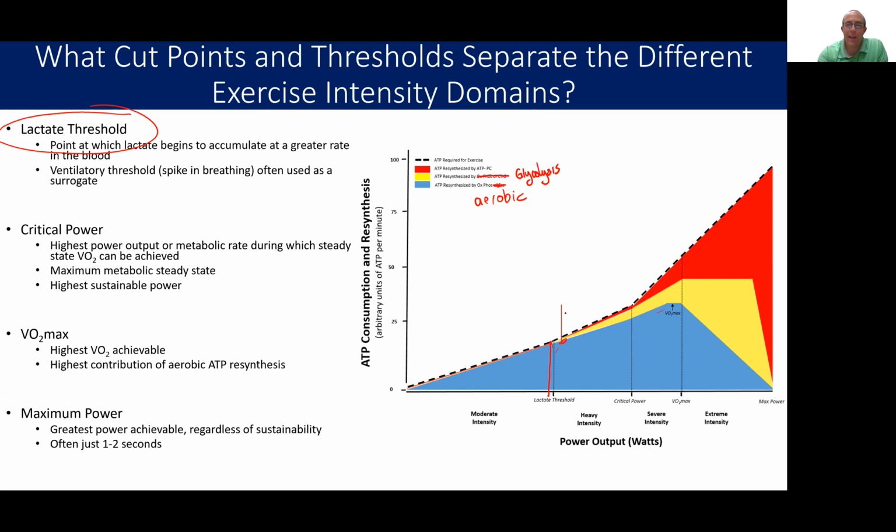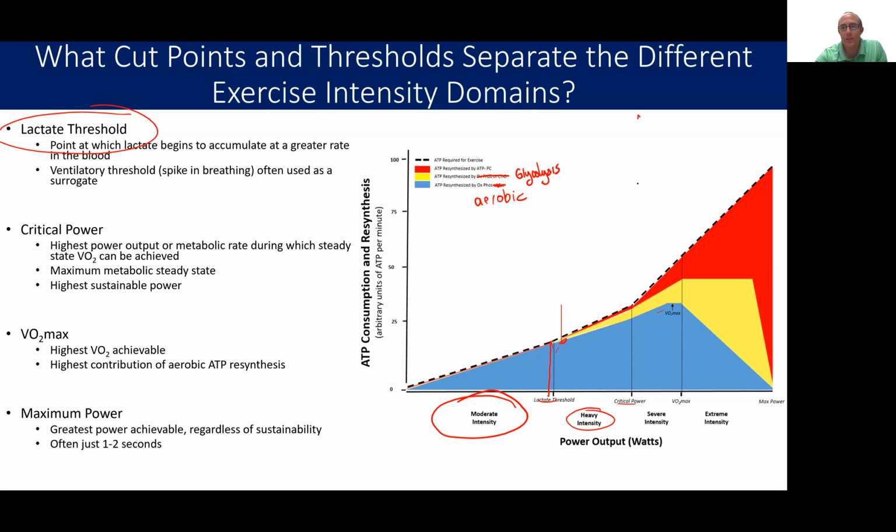Anything below lactate threshold, we term moderate intensity exercise. Anything between what we call lactate threshold and critical power is something called heavy intensity exercise. Now, critical power is the highest power output where you can get a steady state heart rate and VO2.